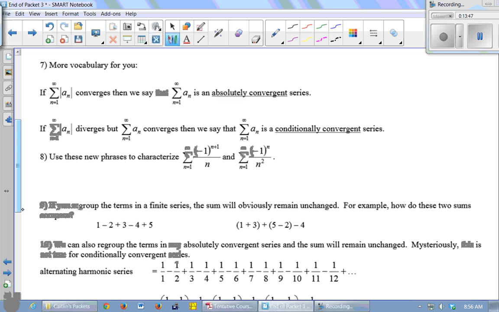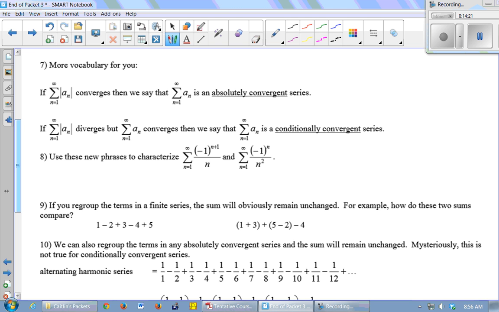All right, so a little more vocabulary for you. If the sum of the absolute value of every term converges, so you have no negatives, anytime you have a negative, just make it positive, we say that the sum is absolutely convergent. And if the absolute value diverges, but the sum itself without absolute value converges, we say that it's conditionally convergent. So let's use these new phrases to characterize these two sums.